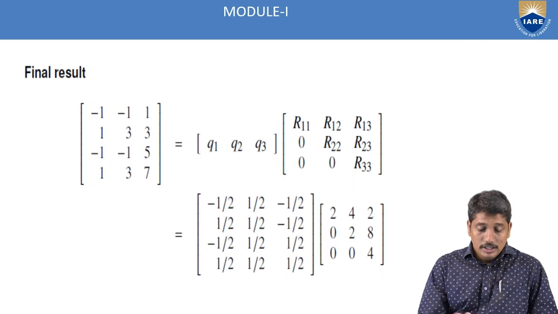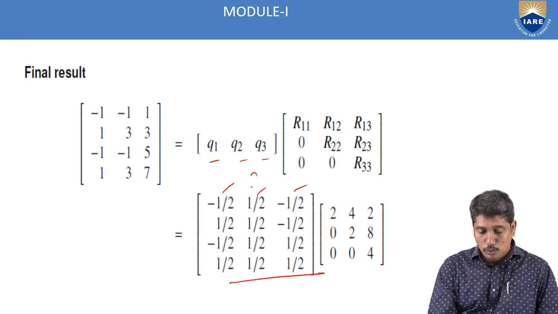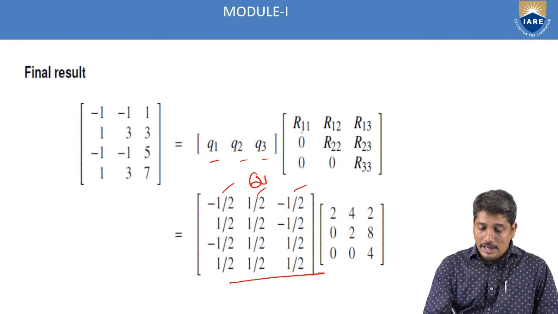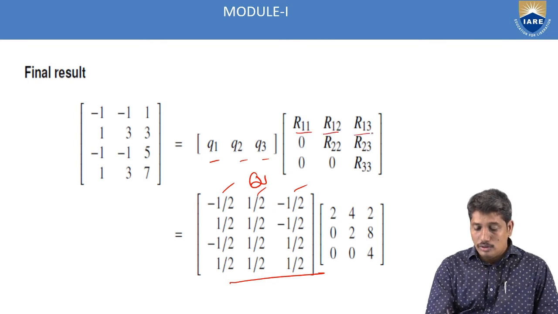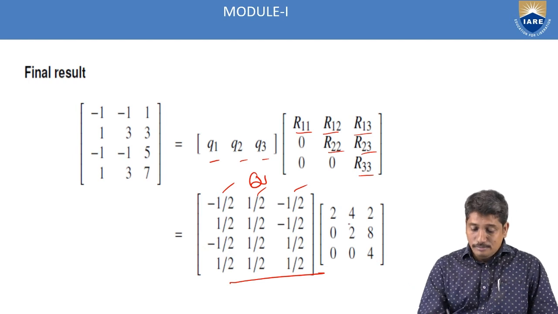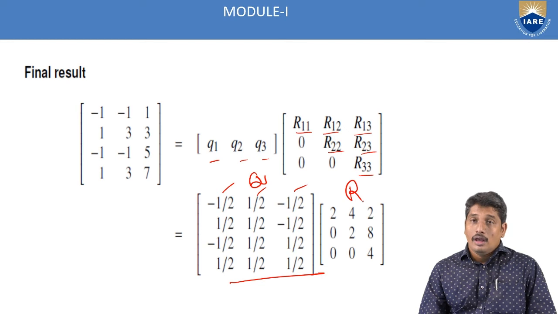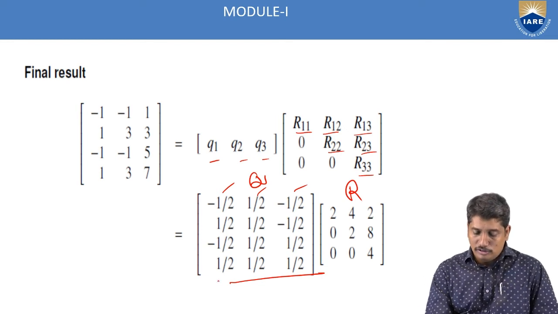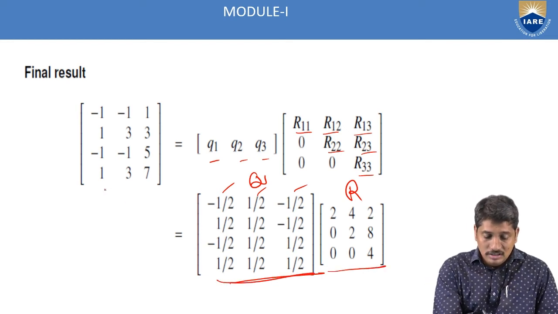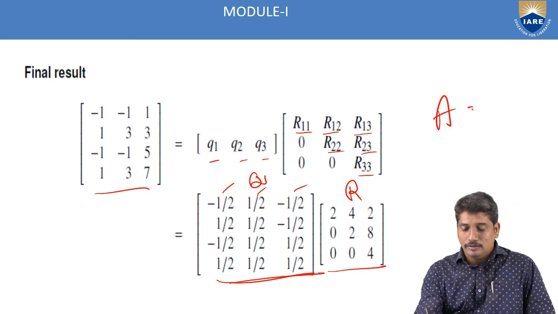Let us see that. As we have calculated Q1, Q2, Q3, substituting the respective columns, we get the matrix Q. And as we have calculated R11, R12, R13, R22, R23, R33, by substituting those numbers in the respective places, we have obtained R. You can easily verify that the product of this matrix and this matrix is equal to the original matrix, and hence A is equal to QR.